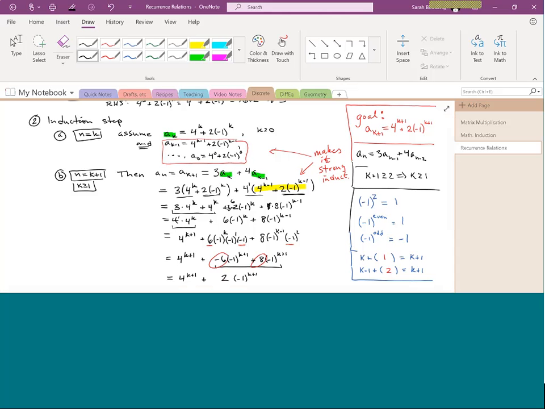What do you guys think? Did we reach our goal? Ooh, I see answers. You were right. Yep. So we reached our goal, this guy here totally matches this formula right up here. So what does that mean? Bam, we've completed our induction step.